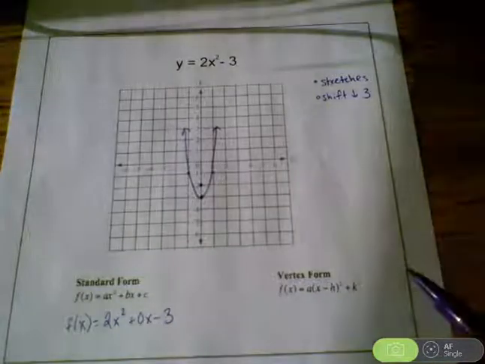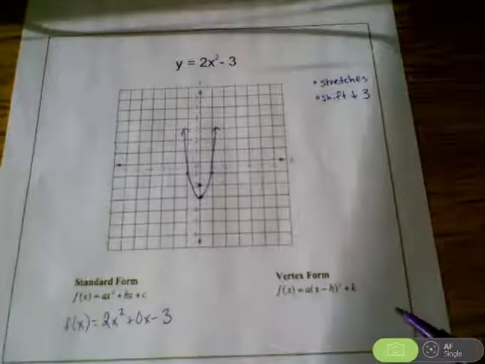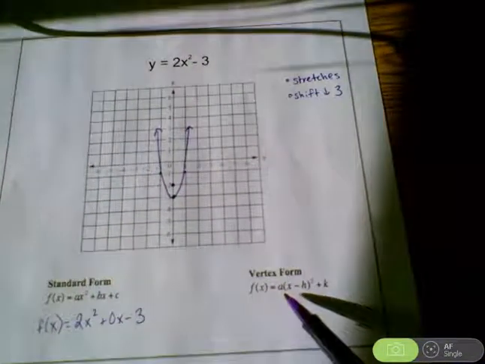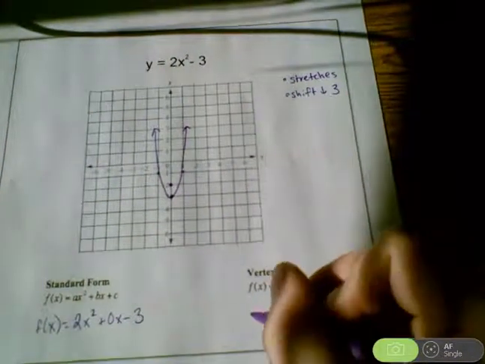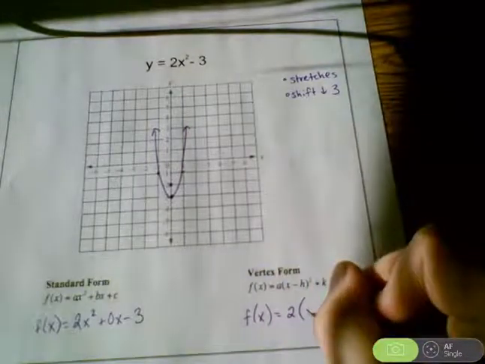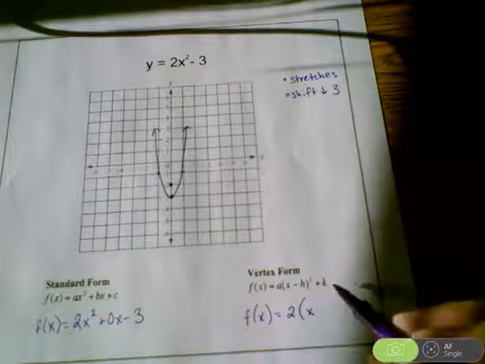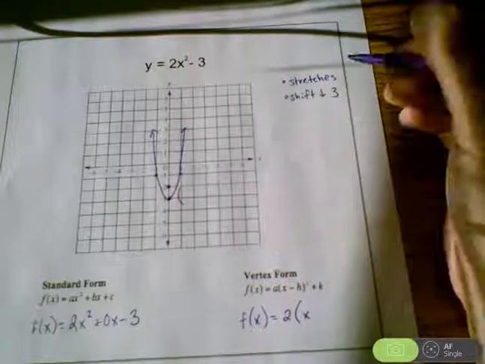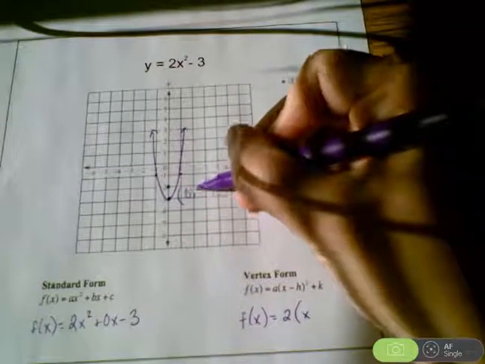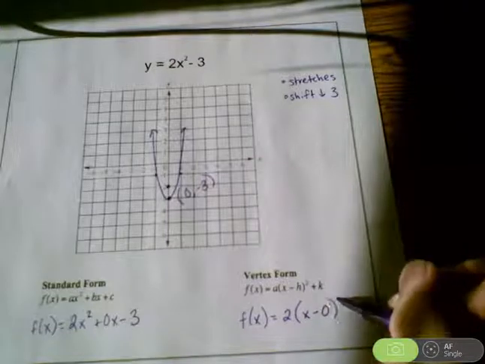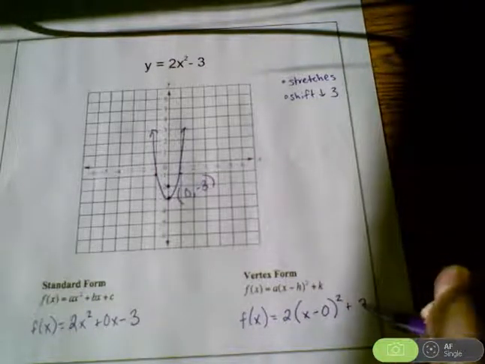But the nice part is, in vertex form, we could write it this way pretty easily as well. We know what the a value is. It's 2. Okay? So we have f of x equals 2. We have our x. Now what we need is our h and our k, our vertex itself. So let's take a look at our vertex. It was 0, negative 3. So x minus 0 squared minus 3.